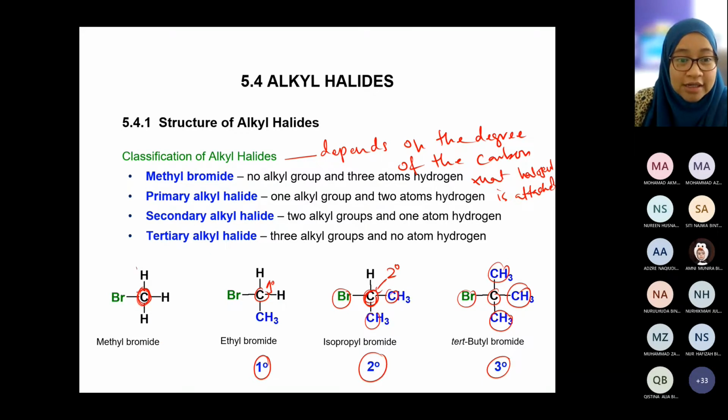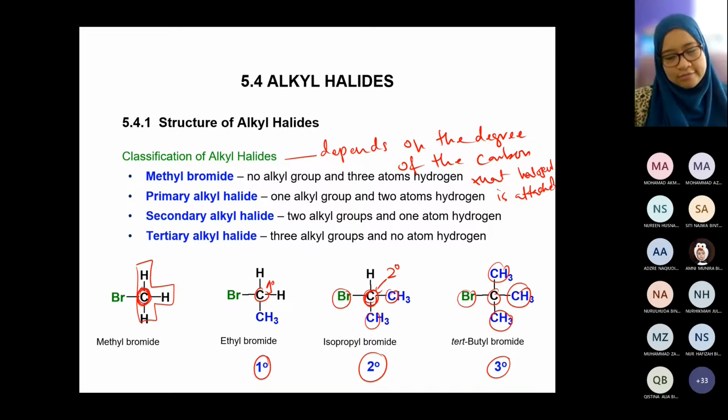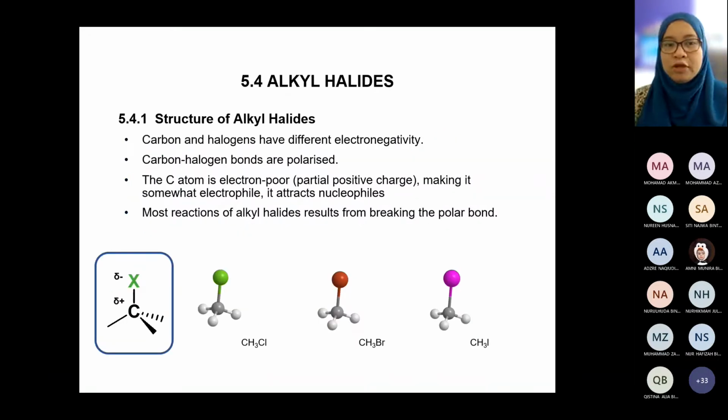Methyl sebab dia, ni kan group methyl ni, CH3. So, that's why it is called methyl halide, not primary halide. Okay, sebab this carbon is not attached to any other carbon. So, dia adalah methyl halide. So, dia ada methyl, primary, secondary, tertiary. Okay, alright. Moving on.